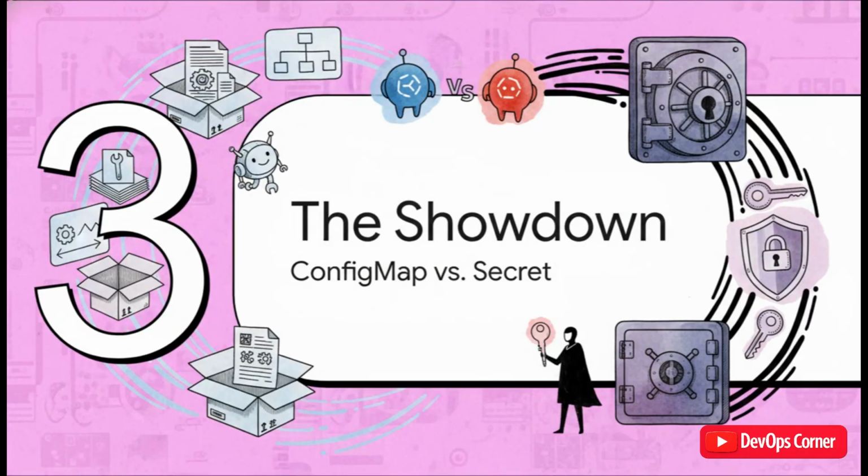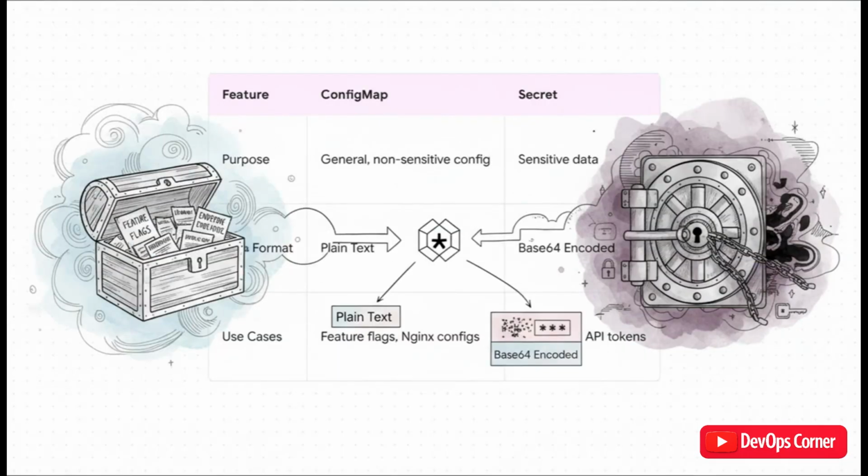All right, we've met the two contenders. Now let's put them in the ring, side by side, to make it absolutely crystal clear when to use one versus the other. It really all boils down to one simple question. Is the data sensitive? If the answer is no, use a ConfigMap. This is for your plain text, general config, things like feature flags or Nginx configurations. If the answer is yes, you use a Secret. This is for anything you wouldn't want to check into source control: passwords, API tokens, certificates. The key difference in format is that Secrets are base64 encoded.